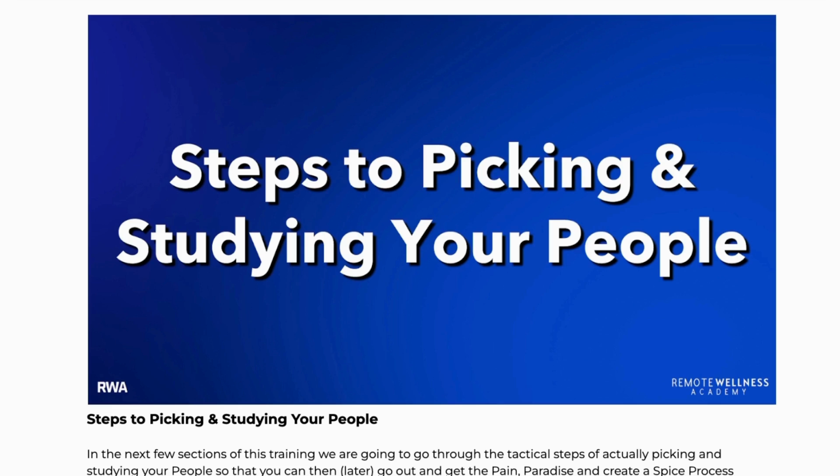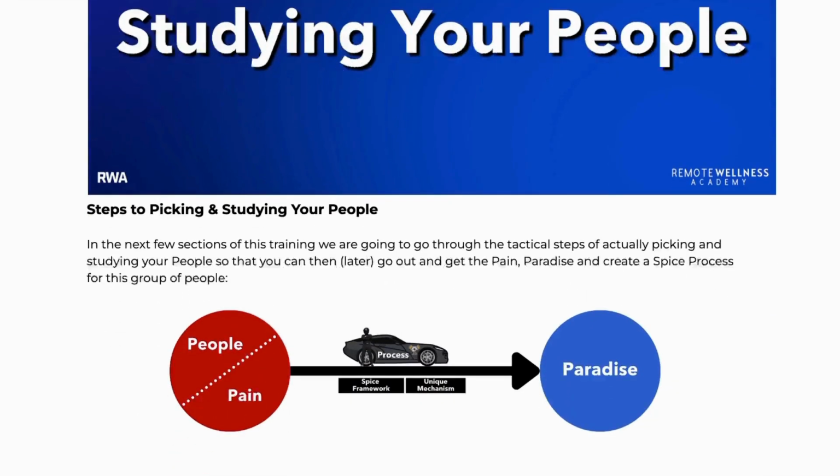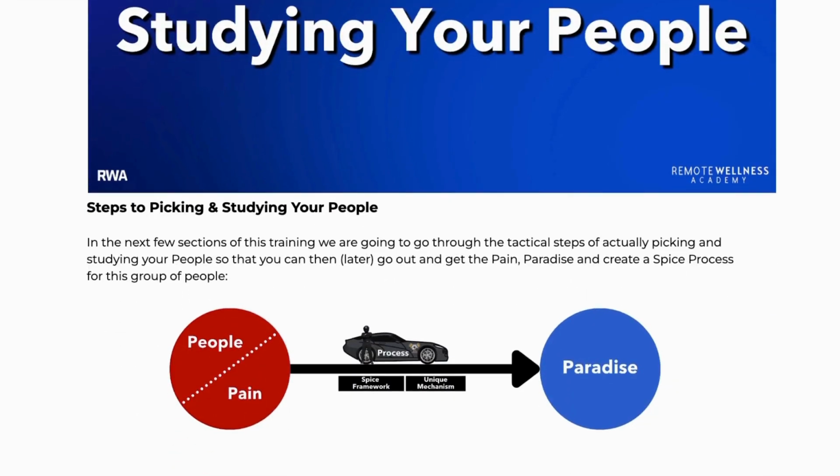All right, team, the party continues. Let's get into the tactical, which is the steps to picking and studying your people. In the next few sections of this training, we're going to get through the practical and tactical steps of actually picking and studying your people, so that later on inside of this entire 100K mastermind and 100K income training, you will be able to go through the pain, figure out the paradise, as well as all of the process when we talk about SPICE frameworks and unique mechanisms for this group of people, okay?